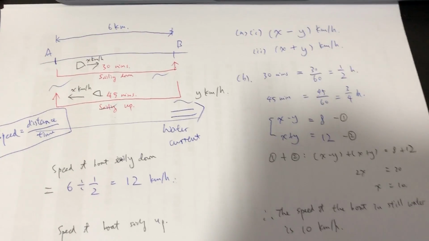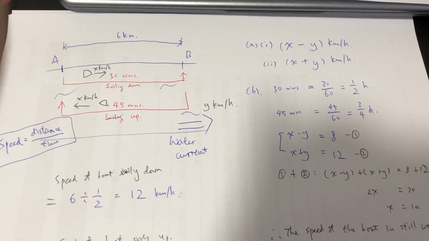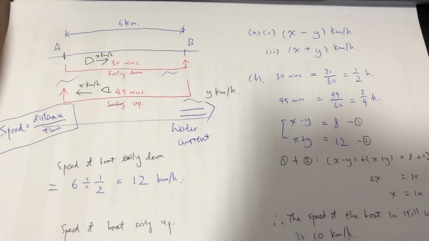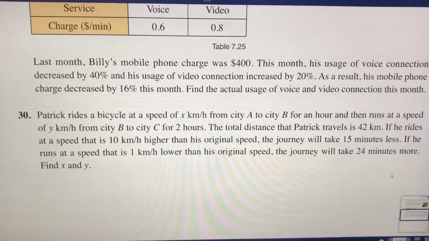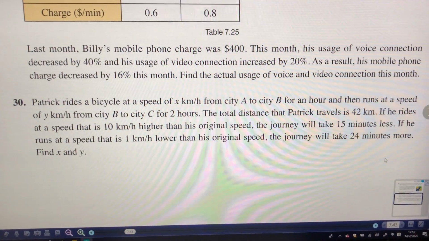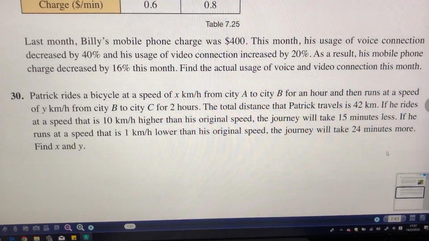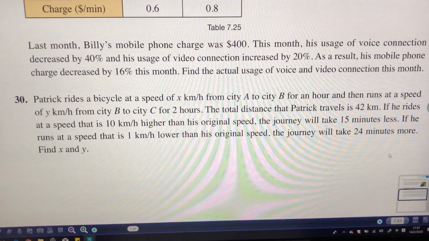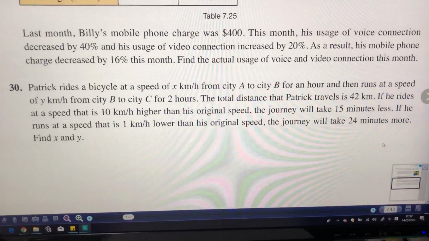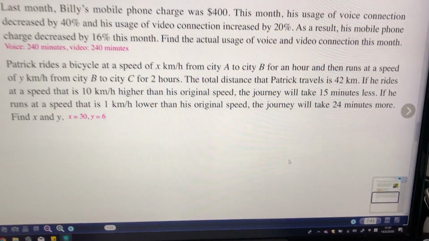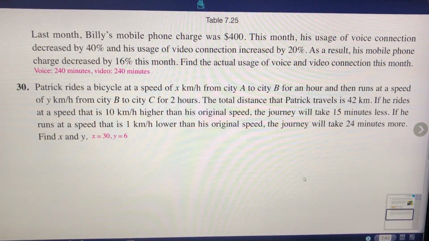Okay, so that's the end of this question. Now maybe it's your turn to try the same type of question. You may find one question about speed in your exercise, question 30. Okay, it's about the speed of a bicycle and running. Alright, so maybe I show you the answer: x equals 30 and y equals 6.